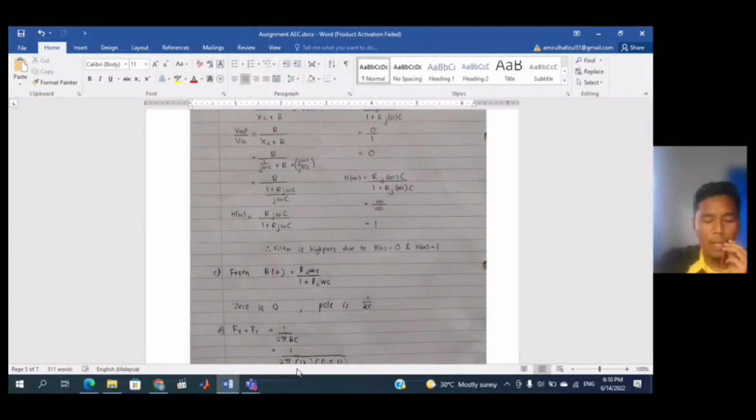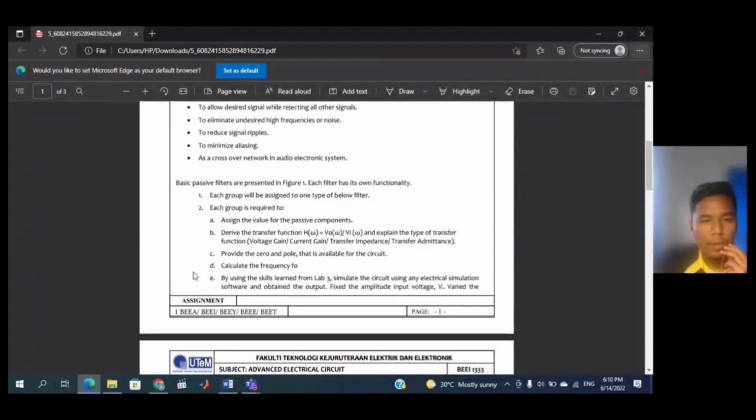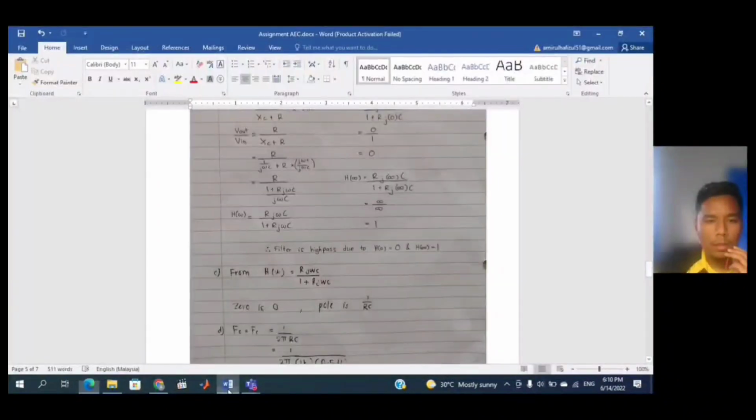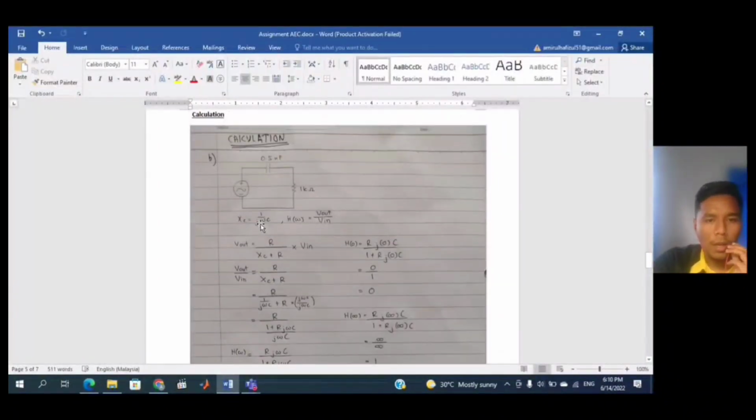Today, I want to present the calculation that my group has made for the high pass filter circuit. From the assignment, we must find the transfer function, provide the zero and pole, and calculate the frequency F0. And this is our calculation. From the circuit, we get the impedance of C equal to 1 over j omega C, and H(omega) equal to V out over V in.